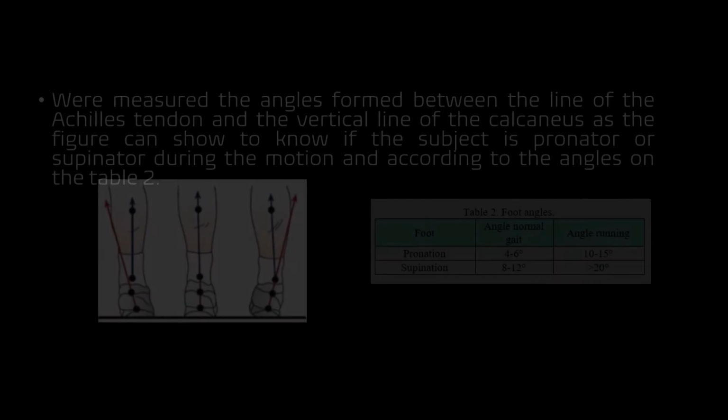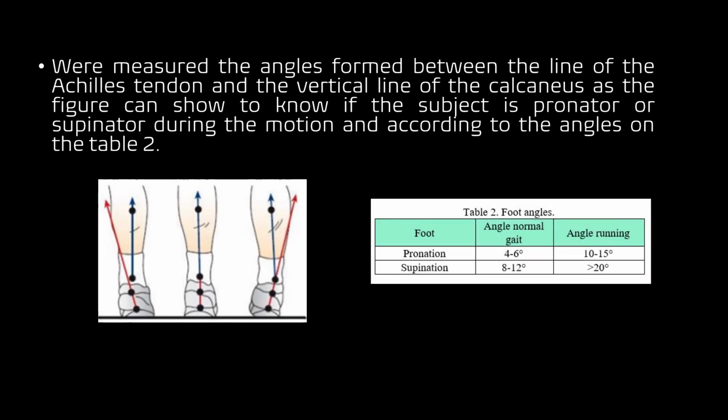We also measured the angle formed between the line of the Achilles tendon and the vertical line of the calcaneus, as the figure shows, to know if the subject is pronator or supinator during the motion, and according to the angles in table 2.